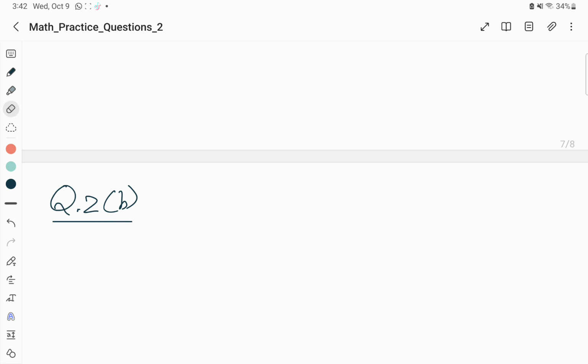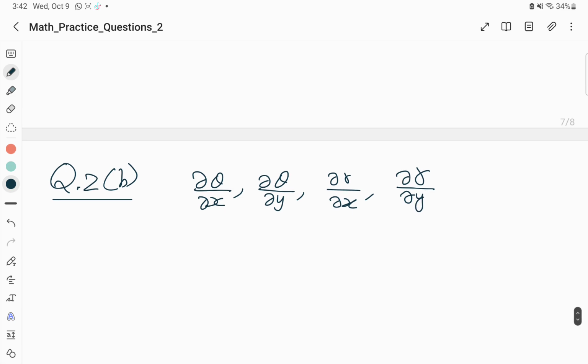Now I am working on part B, in which we are asked to find partial theta over partial x, partial theta with respect to y, the derivative of r with respect to x, and the derivative of r with respect to y, where r and theta are the polar coordinates and x, y are the Cartesian coordinates.